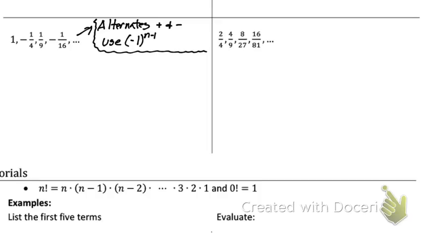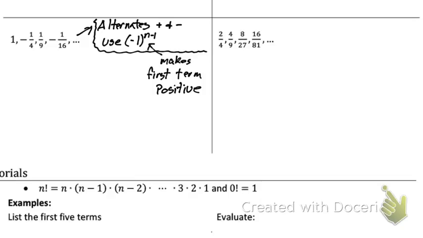Well, 1 minus 1 is 0. Negative 1 to the 0th power is positive. This is the correct one. This will give my first term positive. So this right here will make the first term positive. As soon as I recognize this, I no longer care about being positive and negative. That will take care of it.